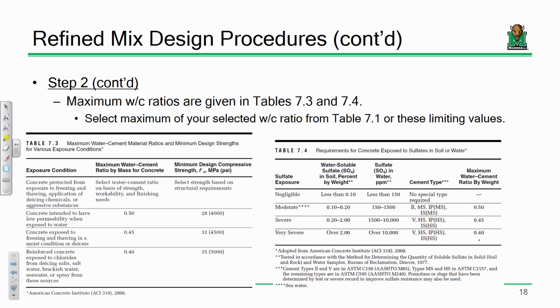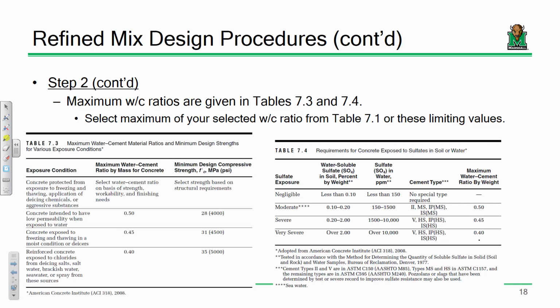So if I look here, I say, all right, let's look at the second one. Concrete intended to have a low permeability when exposed to water. Concrete exposed to freezing and thawing in a moist condition or de-icers. Reinforced concrete exposed to chlorides from de-icing salts, salt water, brackish water, seawater, or spray from these sources. To give you an idea, this last one would be, let's say, a bridge pier out in Miami. That's going to be in the water, subjected to seawater and brackish water and things like that. So our maximum water-cement ratio for that application would be, let's say, 0.4.